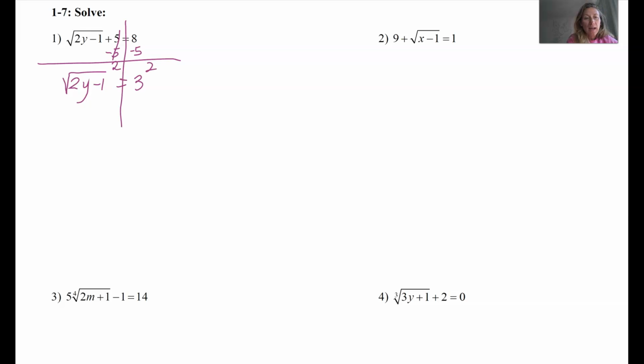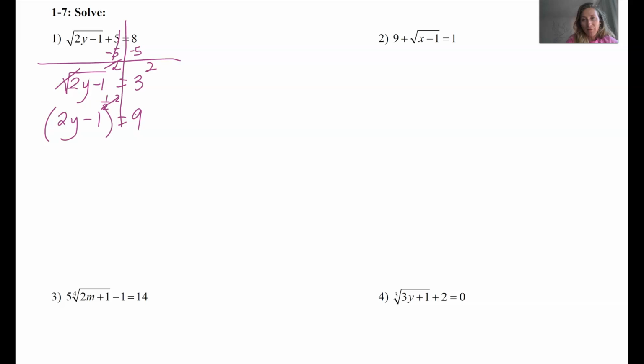The square power cancels out that square root. I don't have to do anything to the inside expression. That radicand just comes out as 2y minus 1. It's only the exponent that cancels, because I could have also thought of this as 2y minus 1 to the 1/2 power, and then when I raise it to the 2 power, half of 2 becomes just first power. So that's why we're able to do that. This is equal to 3. Oh, I didn't square the 3. It's equal to 9.